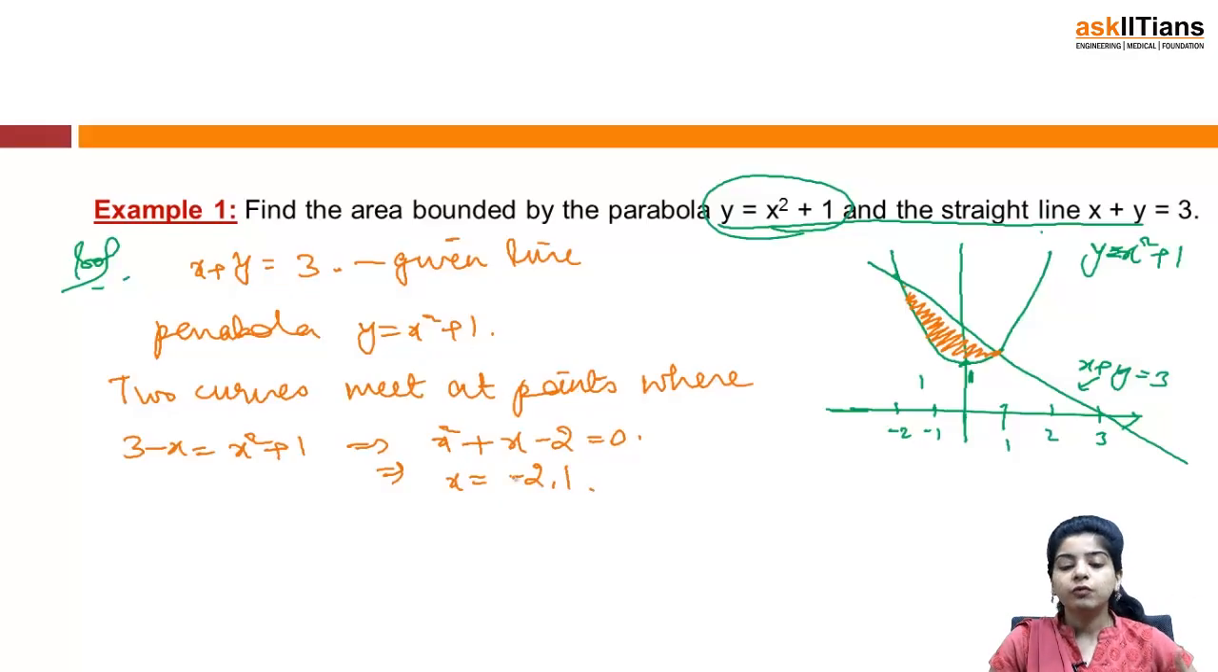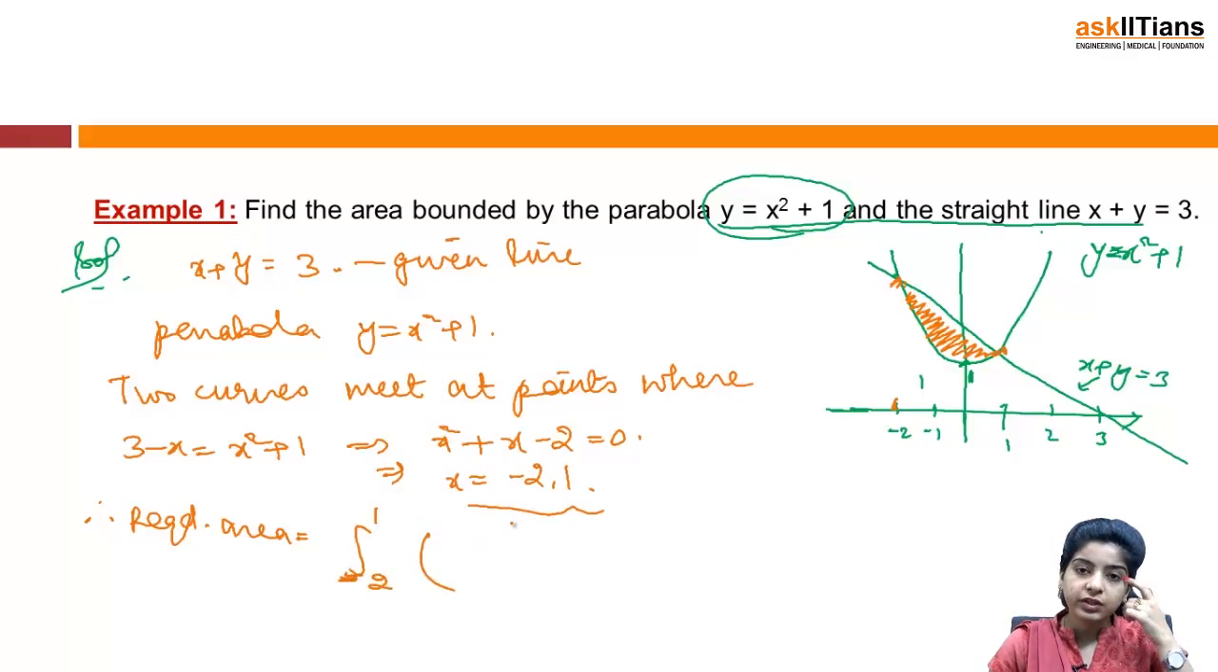In fact, you will first of all find out these points of intersection so that you will know the limits, or you can draw the graph also, but your measurements should be very accurate. Okay, so we have found out the points of intersection, that is minus 2 and 1. Now, therefore, the required area would be integral from minus 2 to 1. So you know the limits, and what would be the function? The function would be (3 minus x) minus (x square plus 1) dx.